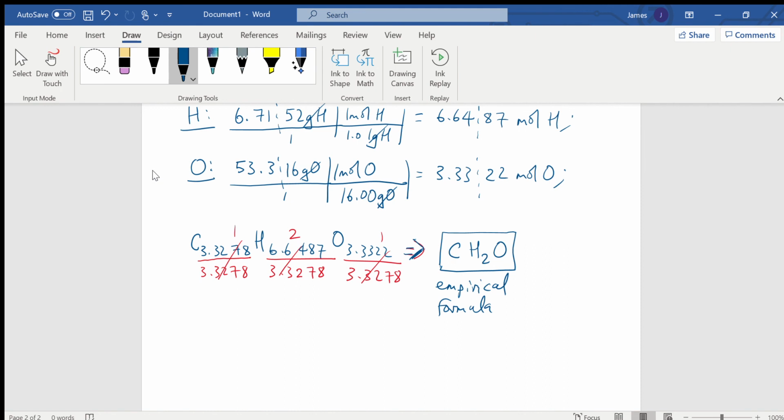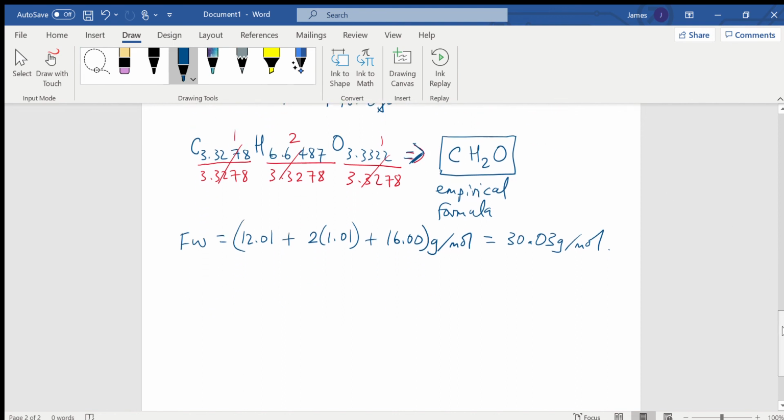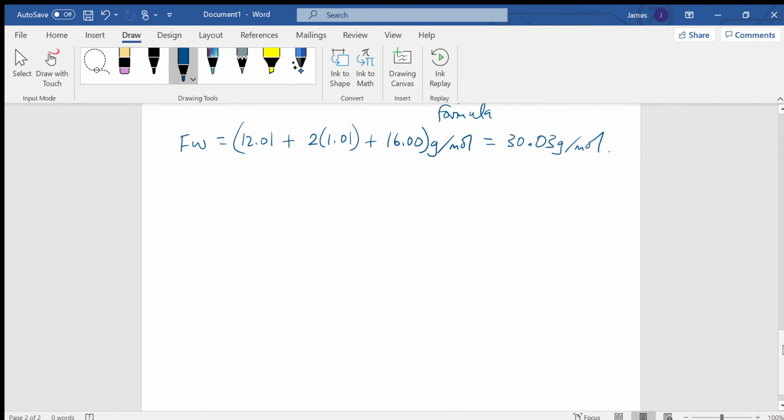Okay, let's calculate the formula weight of that. So the formula weight of our empirical formula is carbon, which is 12.01, and then we've got 2 hydrogens, which is 2 lots of 1.01, and then we've got 1 oxygen, which is 16. They all have units of grams per mole. So that equals 30.03 grams per mole. So that's our formula weight. Remember from our empirical formula video that that's the brick. Ultimately we need to find the wall, which is the molecular formula.